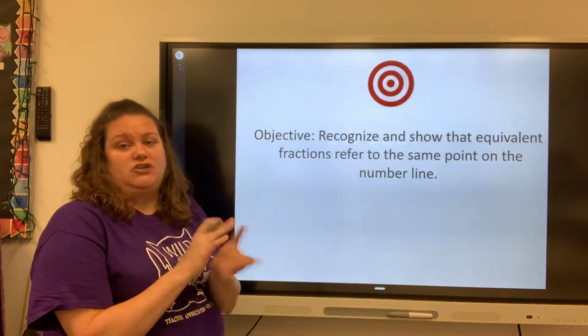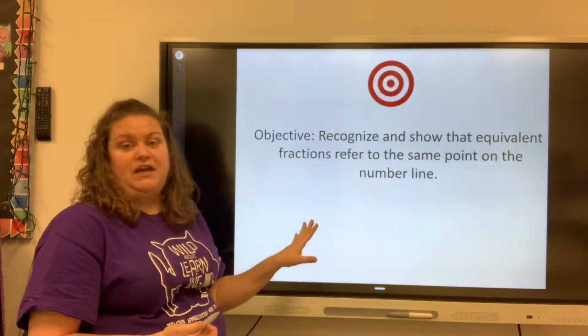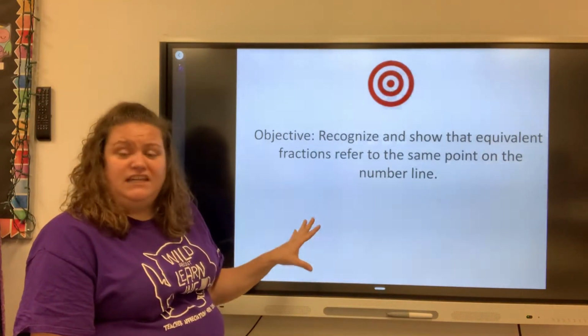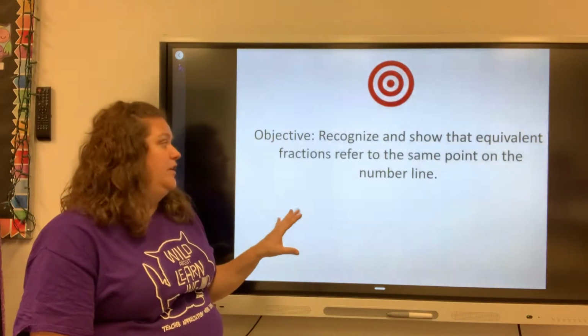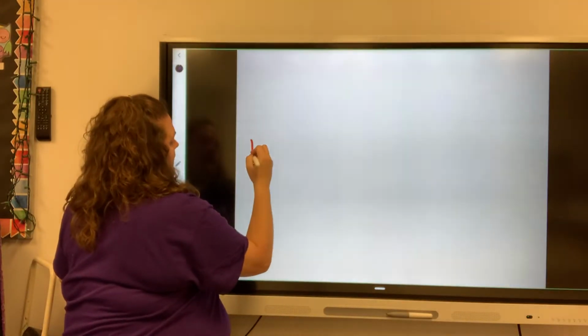I usually use our fraction strips on this lesson, but for today, I'm going to be doing it on the smartboard because that way you can see it and you can practice this yourself on the smartboard. So for right now, I'm going to be dealing with halves versus fourths. So I'm going to do a fraction line.